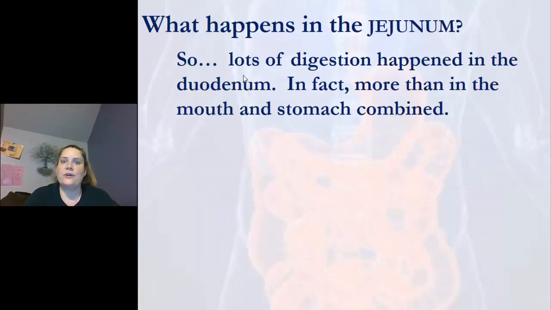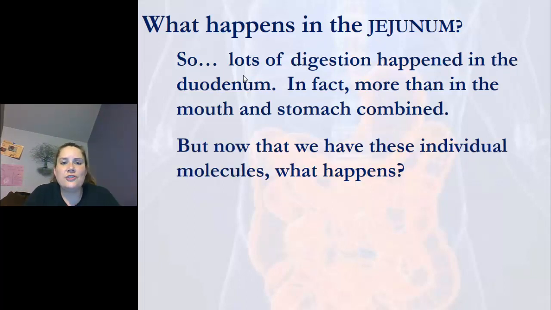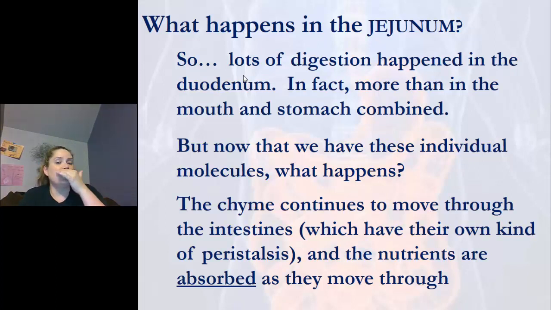All right, so what happens in the jejunum? So we had lots of digestion that happened in the duodenum. In fact, we had more digestion happen in the duodenum than happened in the mouth and stomach combined. So probably before you walked into this class, you didn't think that the small intestine was really that important in terms of digestion. Well, it turns out the small intestine is more important than your mouth and your stomach because that's where so many things are getting digested. Think about it. In your mouth, all you had was carbs getting digested. In your stomach, all you had was proteins getting digested. But in your duodenum, you had proteins, carbs, and lipids all getting digested. Duodenum, holla. Okay, so in the jejunum, then, those individual molecules are going to get absorbed.